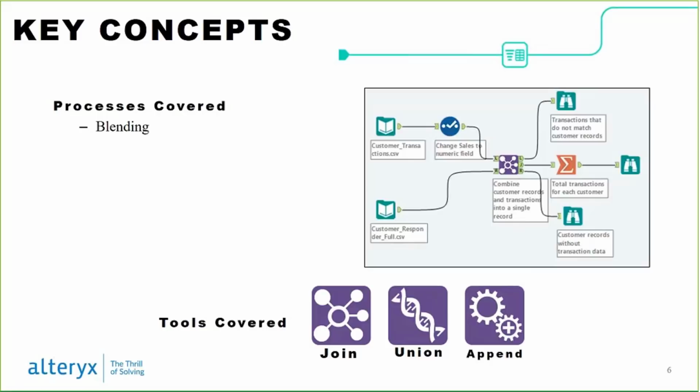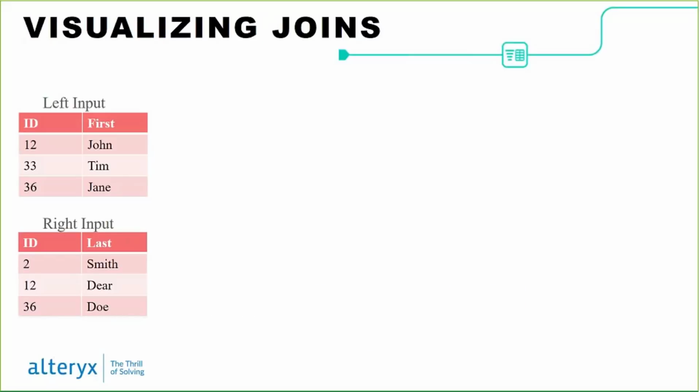So these are the three tools we're going to cover: Join, Union, and Append. We'll cover two use cases today: one around customer transactions data, and the other unioning together three different San Francisco data sets. So let's go ahead and get started with our first tool.